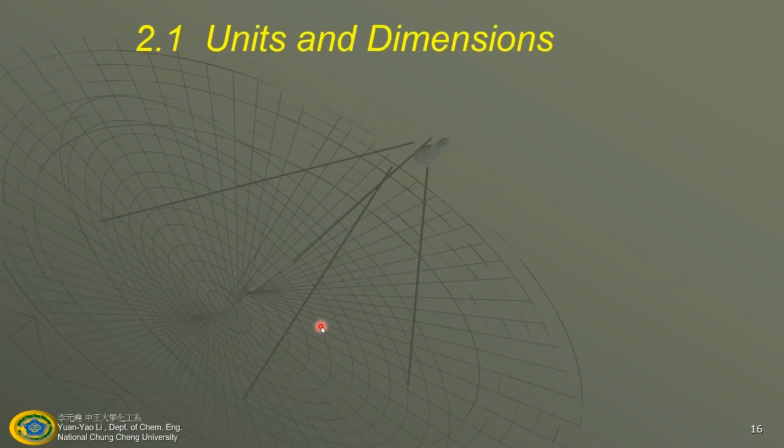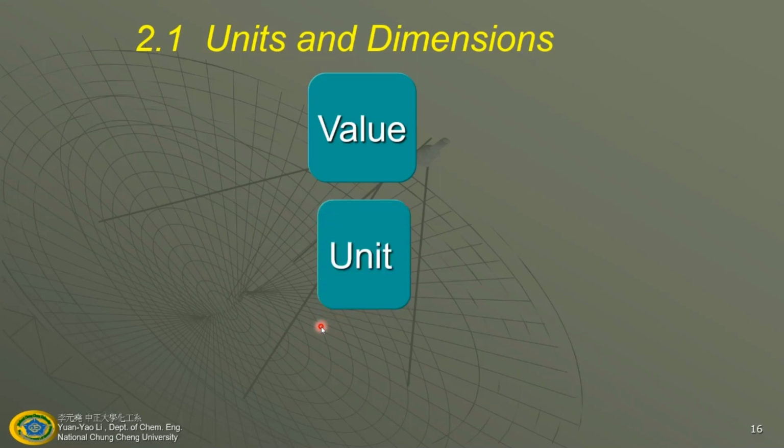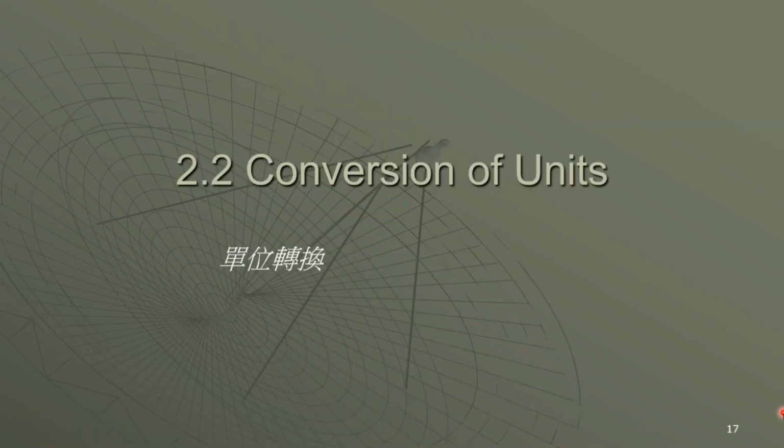So let's summarize section 2.1, units and dimensions. There are 3 key points. Do you know the meaning of the value? Do you know the meaning of the unit? Do you know the definition of the dimension? These are the 3 key words in section 2.1. Easy. Okay, let's move to the second section, 2.2, conversion of the unit.